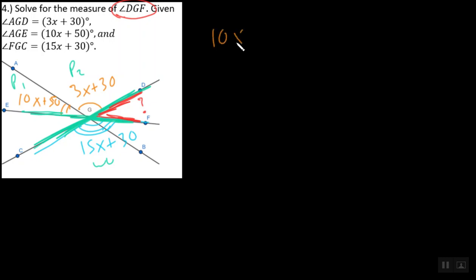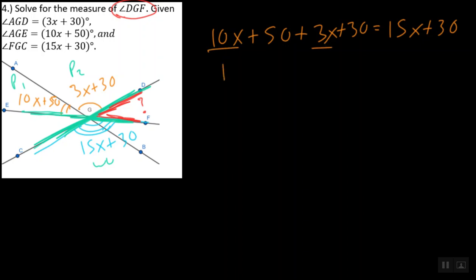Okay, so let's take our 10x plus 50, part 1, plus our 3x plus 30, our part 2, and let's set that equal to the 15x plus 30. Okay, and on the left, I ask myself, can I simplify the left-hand side? And I can. I know that 10x can combine with 3x, which would be 13x, and 50 plus 30 is, of course, 80, and this will equal 15x plus 30. Now, once again, I have variables and constants on the left and on the right. So which one do I want to get rid of first, the variable or the constant? Let's go ahead and get rid of our variable first.